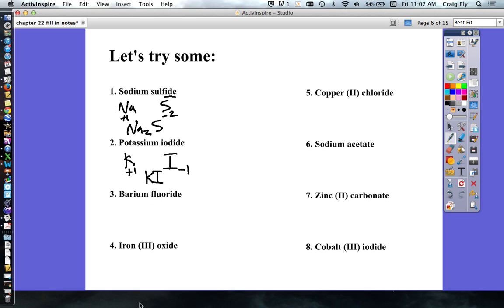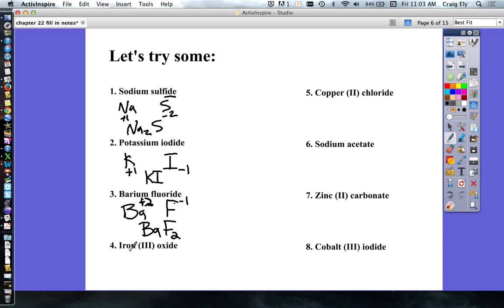All right. Let's do the next one, barium fluoride. Barium is Ba. Fluoride, of course, is F. Ba is an alkaline earth metal, so that has a +2 charge. We have a +2 charge for barium, and fluorine, of course, is a -1 charge. It's a halogen. Since barium has a +2 and fluorine has a -1, we need 2 fluorines to balance out the +2. So we have BaF2. Okay?